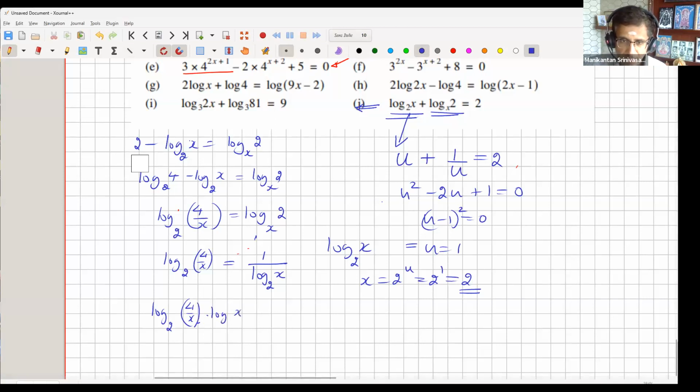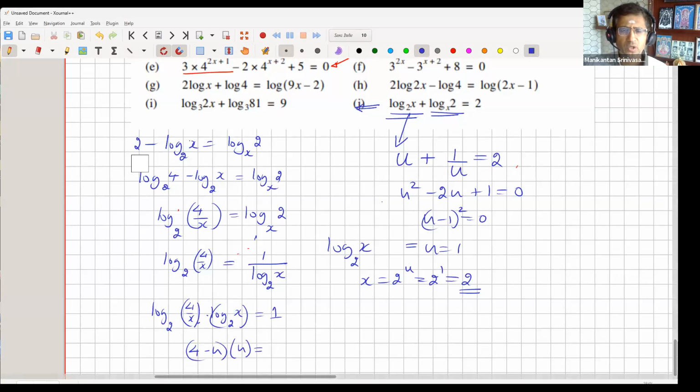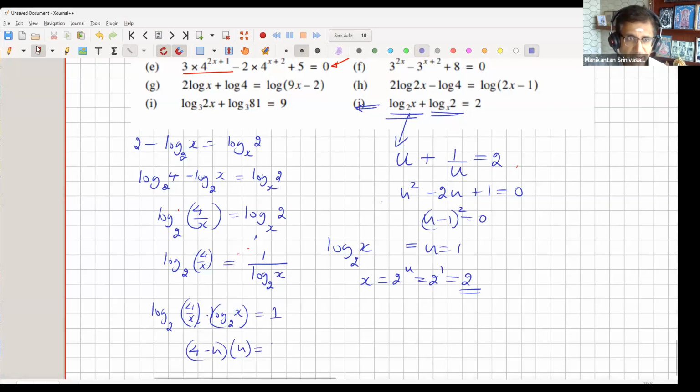Yeah, exactly. But to solve this further, you need to assume log x to the base 2 is some number u and then go with it, right? Then you'll get 4 minus u times u equal to 1 probably. Am I right? Not 4 minus u, 2 minus u. It'll lead to the same thing, but you can still finish it off from here.